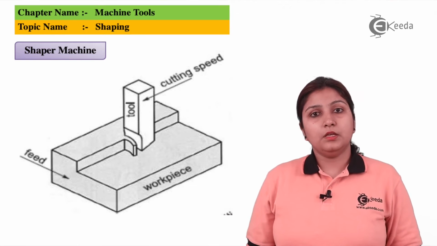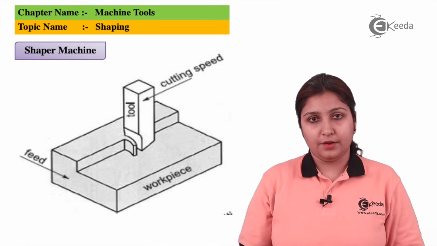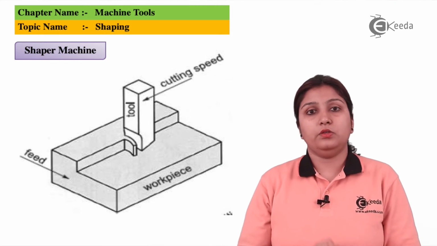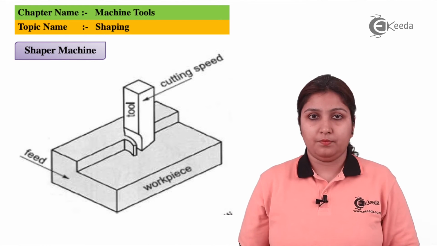So in this diagram, you can see the workpiece is feeding in one direction and the tool is coming in the other direction. So both are going and crossing each other so that proper shaping action can be given.